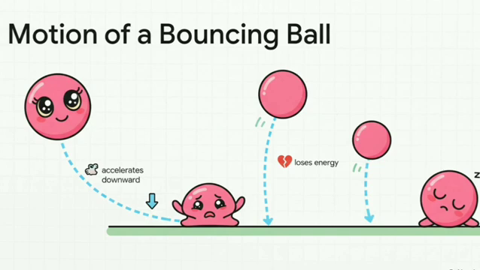When it hits the ground, you get this sudden, dramatic plot twist. It completely reverses direction. It springs back up, but it loses a little energy in the bounce, so it never quite makes it back to where it started. And this whole cycle just repeats, each bounce a little smaller than the one before until it finally just stops.